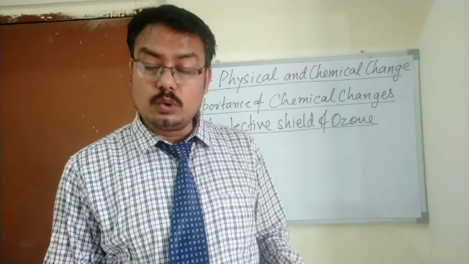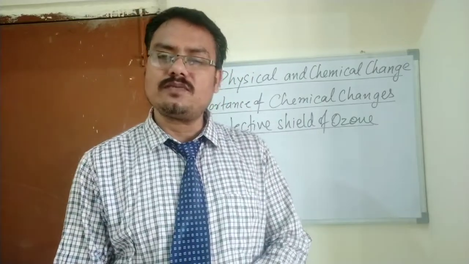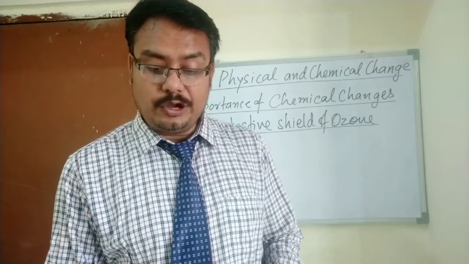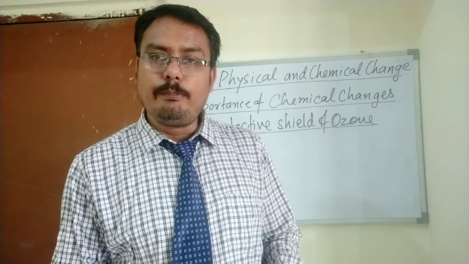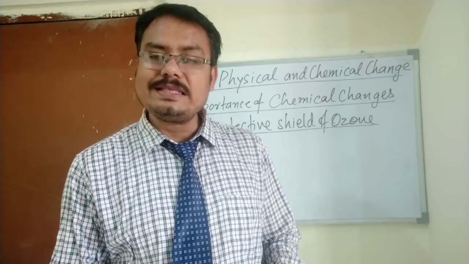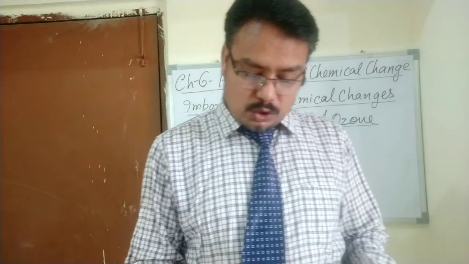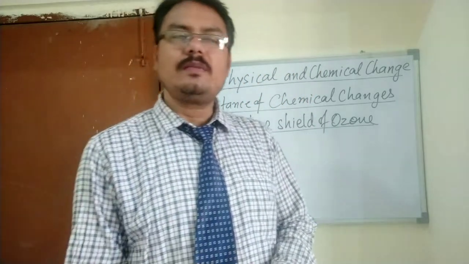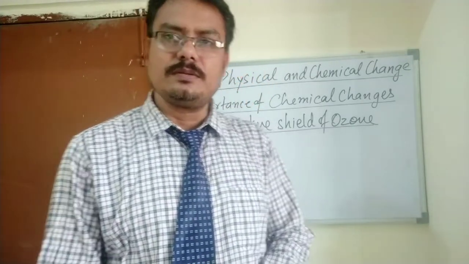The ozone layer, in this way, is protecting all the living creatures on the surface. So it is a protective shield, acting as a protective shield against this solar radiation. Now student, I am giving you a few chemical reactions in our daily life which you see in your surroundings.